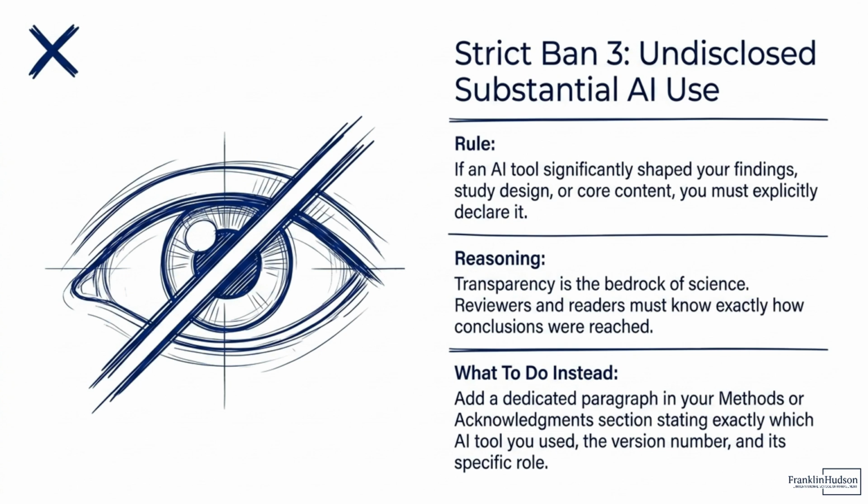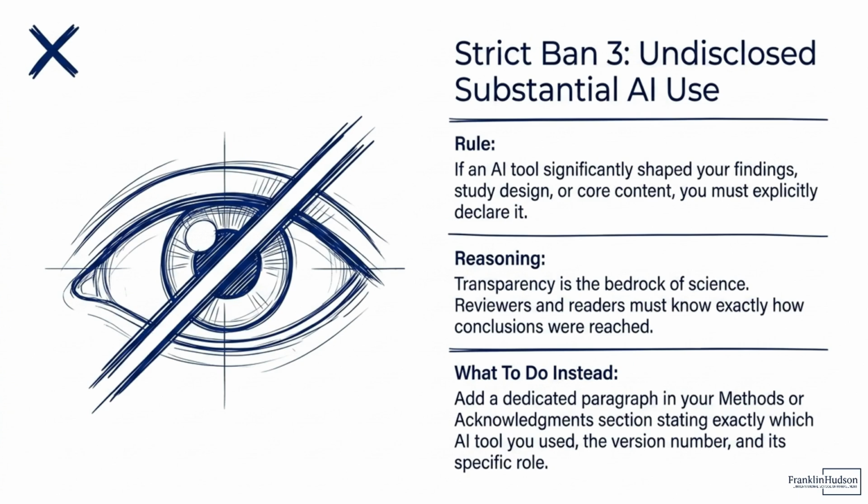The third ban prohibits the undisclosed use of substantial AI tools. If an AI significantly shaped your findings, your study design, or your core content, you have an ethical obligation to declare it. Failure to do so is a breach of the transparency agreement between a researcher and their audience. Readers and peer reviewers must know exactly how conclusions were reached to judge the validity of the work.